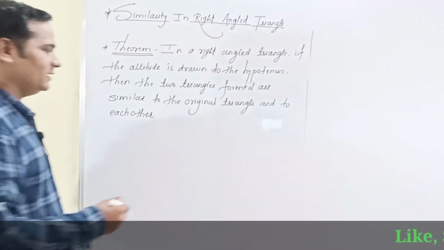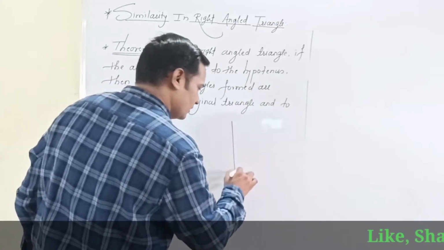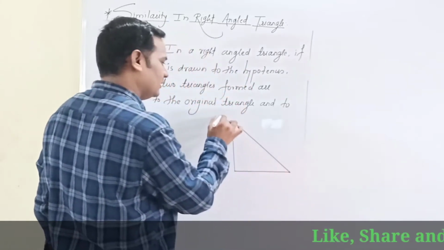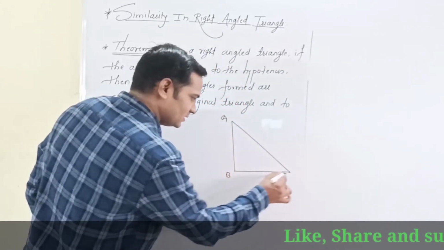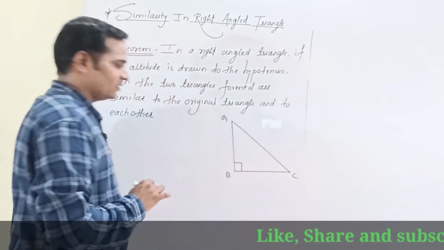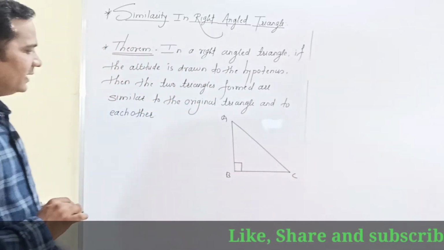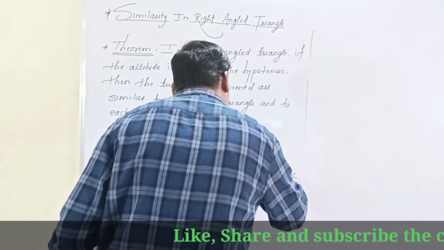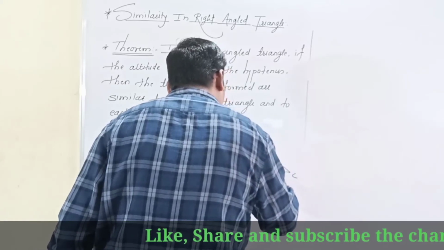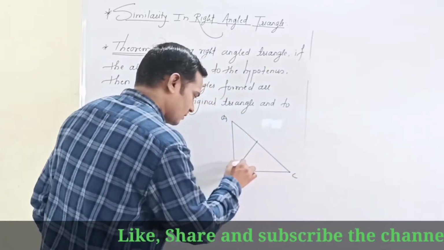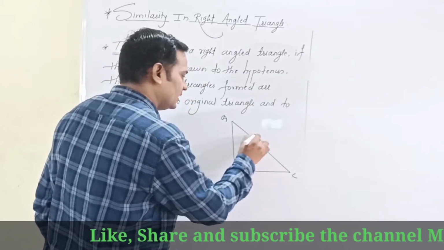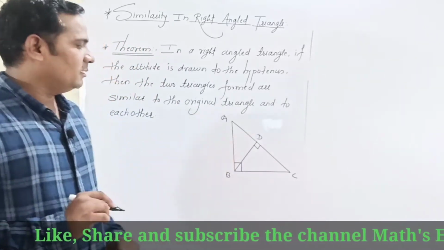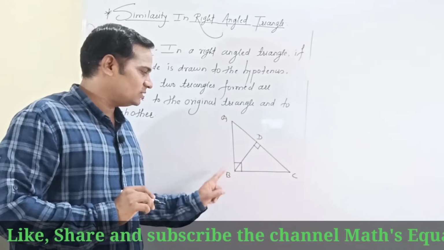First of all, we will draw that figure. In a right angle triangle, that means first of all we have to draw the right angle triangle. Okay, suppose this is right angle triangle ABC. And if we draw that altitude from this vertex B to the hypotenuse, so that altitude will be like this. Here it is. Suppose here is a point D, and mind well, this segment BD is the perpendicular to the hypotenuse. Okay, now this is the altitude.